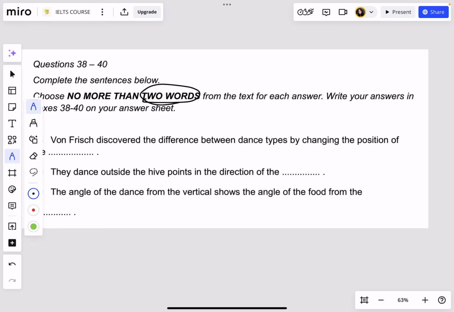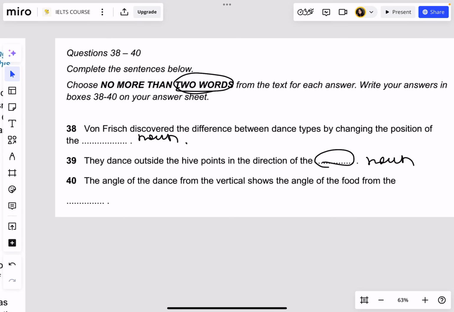So, it means here should be a noun. Okay, 2 words or 1 word. So they dance outside the hive points in the direction of the, it should be a noun. They dance outside the hive points in the direction of the something noun. So, the angle of the dance from the vertical shows the angle of the food from the something. Also a noun.